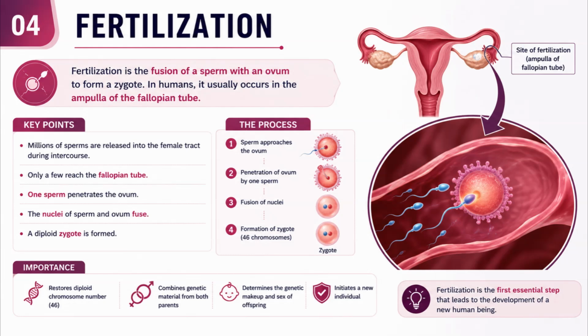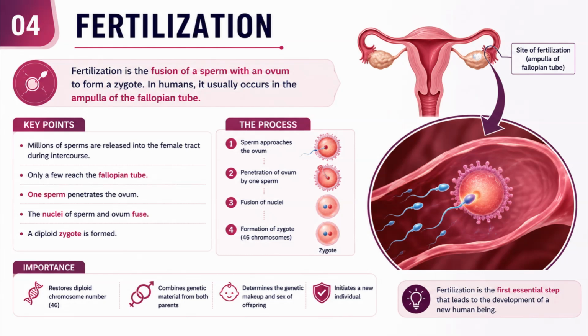Fertilization. Now that we understand what pregnancy is, let us begin with the very first step in human reproduction: fertilization. Fertilization is the process by which a male gamete, the sperm, fuses with a female gamete, the ovum or egg, to form a single diploid cell called the zygote. This event marks the beginning of a new human life. In humans, fertilization usually occurs in a specific region of the fallopian tube known as the ampulla.